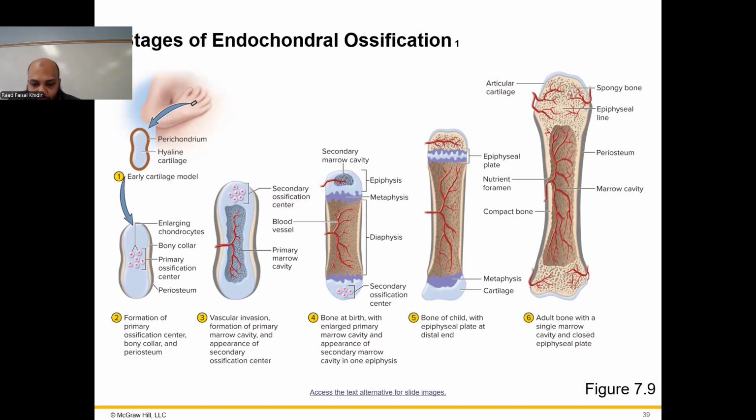Then there would be bone at birth with an enlarged primary marrow cavity and appearance of a secondary marrow cavity in the epiphysis. The bone of the child with the epiphyseal plate at the distal end, and the adult bone with a single marrow cavity and a closed epiphyseal plate.